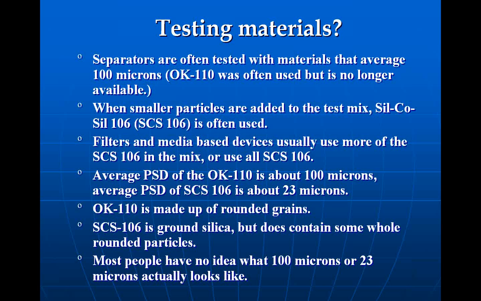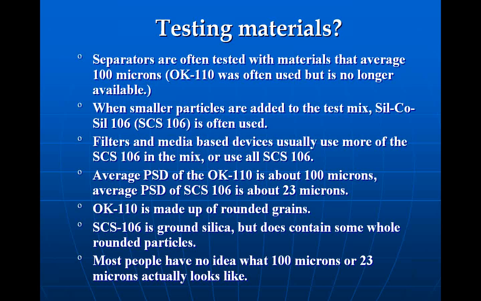But separators today, people have come to call, there's two types of devices: separators, and they call them filters, but they're not really filters. They're media-based devices, most of them. And the reason is a filter that would catch 20 or 30 micron particles would clog so quickly in stormwater it would be worthless. And so we use things like perlite that we expose the flow to that has a porous surface that can catch it. So separators, though, are usually tested with materials that average about 100 microns.